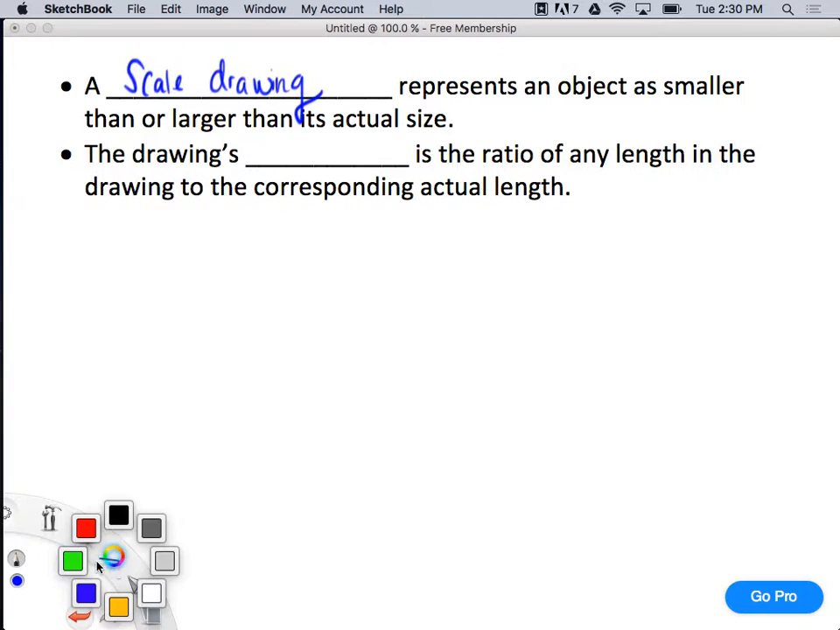And then the second part is the drawing's scale is the ratio of any length in the drawing to the corresponding actual length. So if you have a map, right, and the map is 1 inch is 1 mile, well, the scale is 1 inch to 1 mile. Does that make sense? So if I were to go look on a map and I measure and I see, oh, something is 4 inches away on the map, how many miles away would that be? 4 miles. Does that make sense? So that's how you use this scale. You use this scale exactly like you would think, look on Google Maps, right?